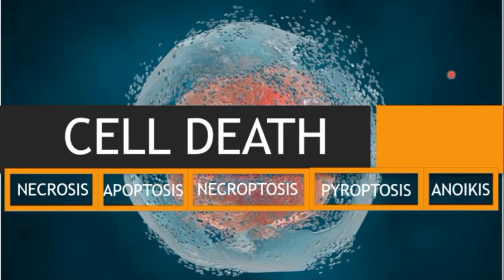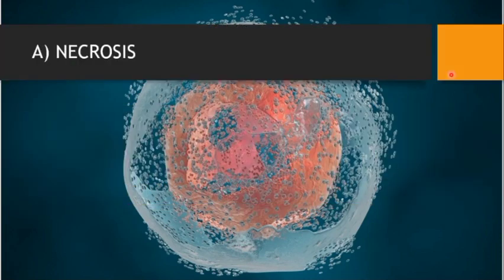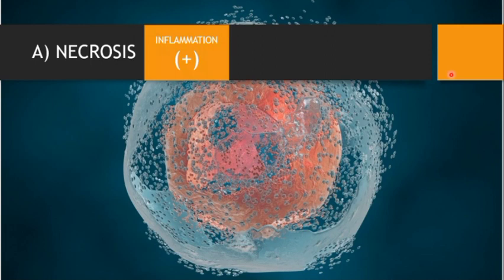Usually the cell undergoes death by any of these types. It could be necrosis, apoptosis, necroptosis, pyroptosis or anoikis. Now let's see what they mean. First, let's talk about necrosis. Whenever there is necrosis, there is inflammation present.